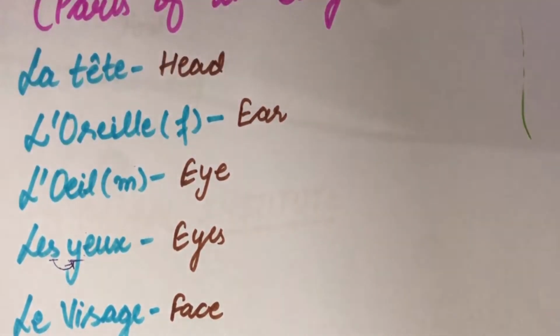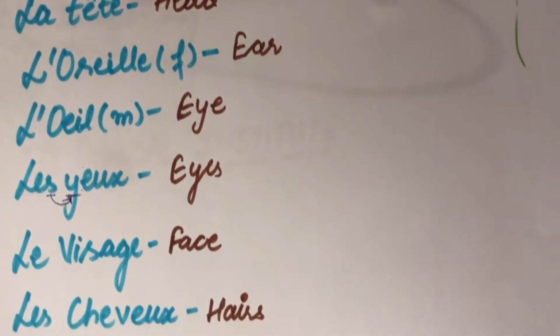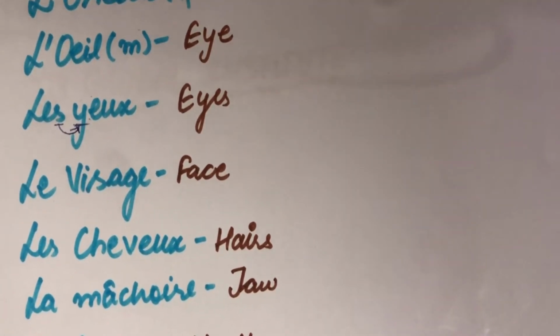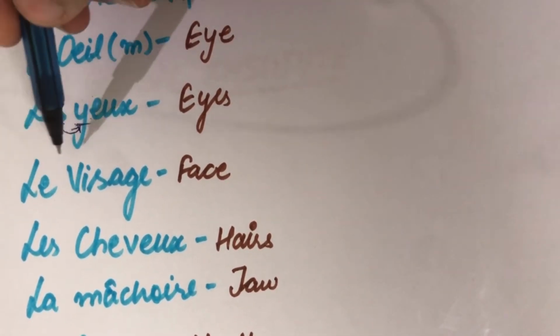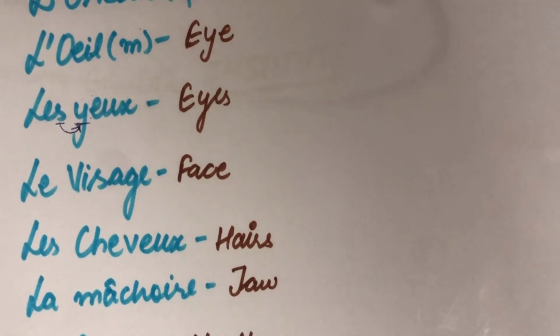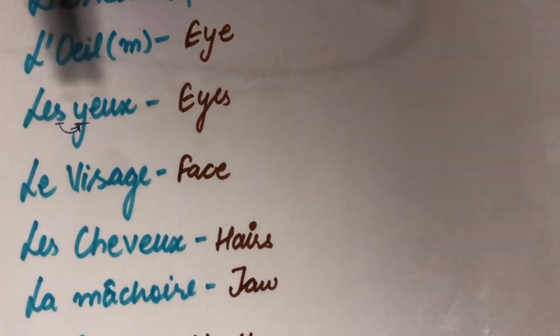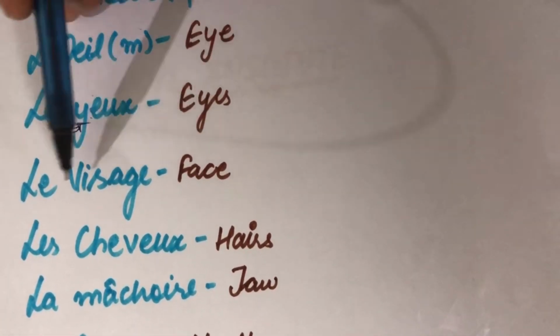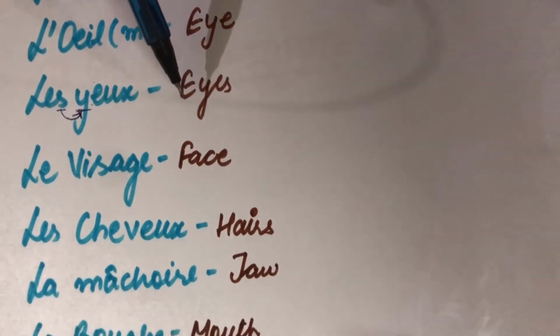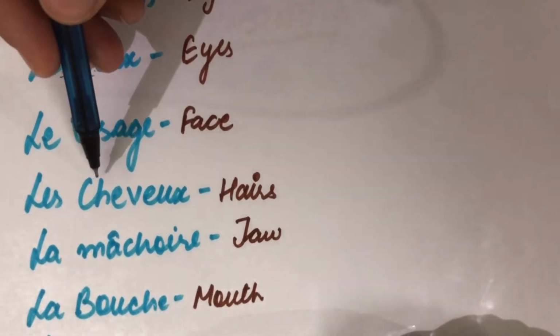Les yeux. Okay, next is le visage. As this le signifies, this is masculine. If you have not watched my video of les articles définis and les articles indéfinis, you can go and watch them. I can mention that link in the description box. To save our time, I'm just shifting to the point: le visage is our face.